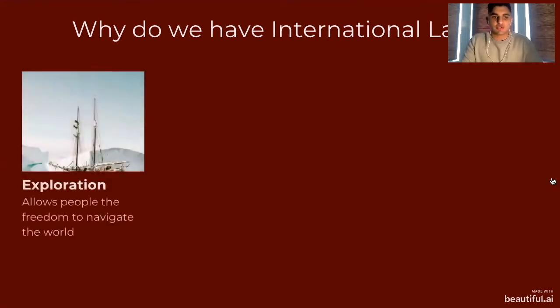The first one is exploration. Having an international legal system often allows people the freedom to navigate the world. Importantly, the freedom to navigate without being subject to restrictions and able to navigate safely. If I'm going to pass through someone's territory, I need to know that I'm safe under these international laws and that I won't just get murdered. Or if I'm on a ship going through someone else's seas, I need to know that no one's going to come and arrest me. It's very important for exploration.